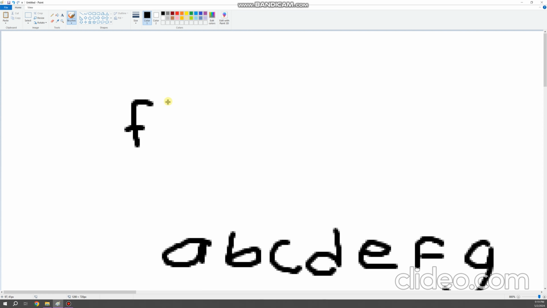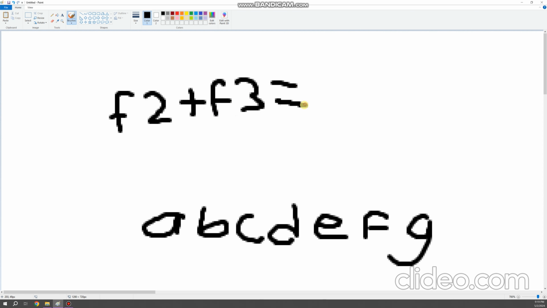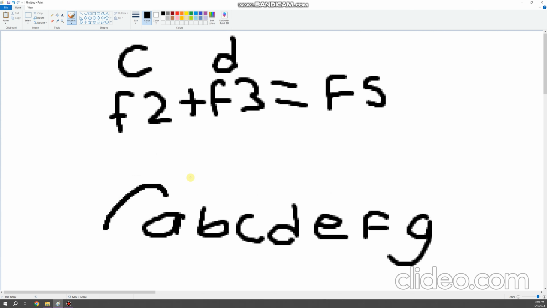So we have F2 plus F3 equals, so you just do this like normal addition, F5. So now let's think. F2 plus 1, because of our formula, so we'd go to the 3rd letter in the alphabet. 1, 2, 3. So F2 is equal to C. F3 is equal to D, so 1 step higher. And F5, 1, 2, 3, 4, 5. So 6th letter, 1, 2, 3, 4, 5, 6 is F.